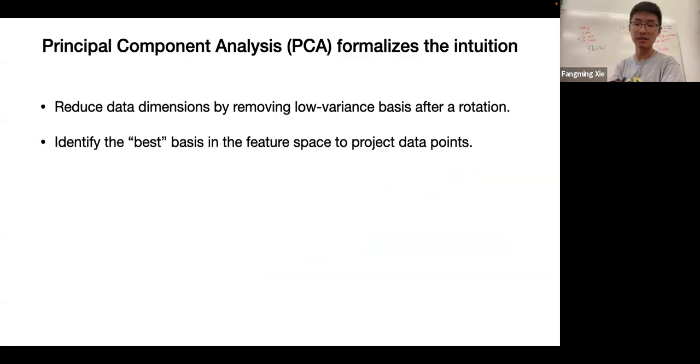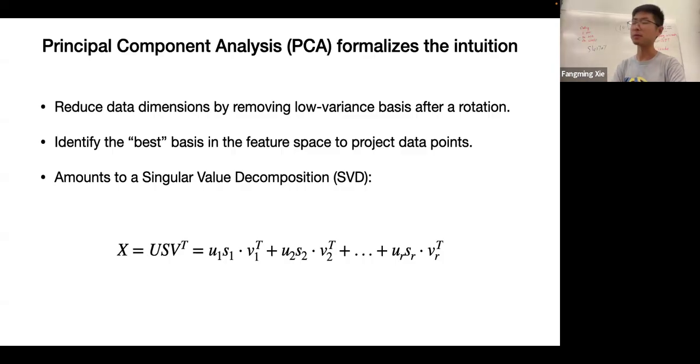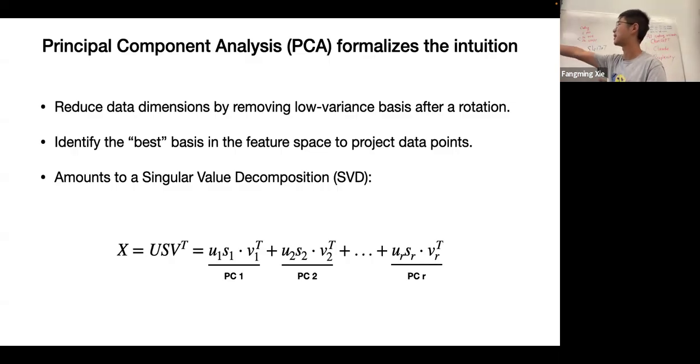But which rotation does it do? It figures out the best rotation for you, identifying the best basis in the feature space. And it was all sorted out a century ago when people were studying linear algebra. They discovered the process called singular value decomposition, which says if you have a big table X, you can think of it as a combination of three smaller tables, three smaller matrices, decomposed this way, component by component.